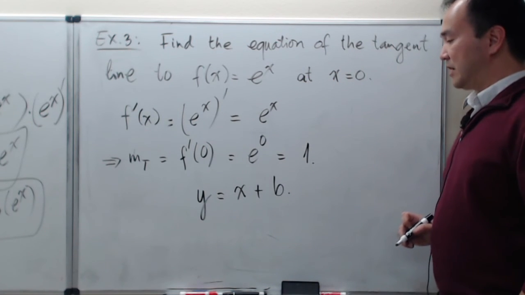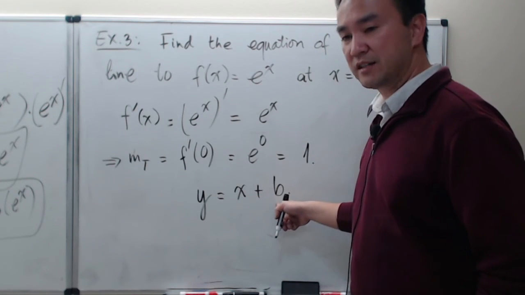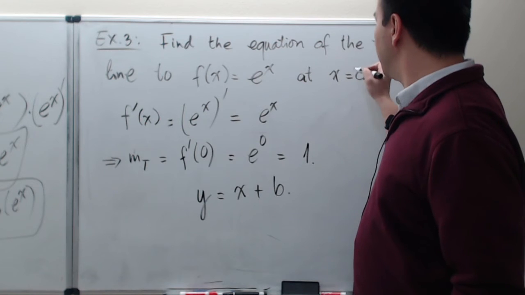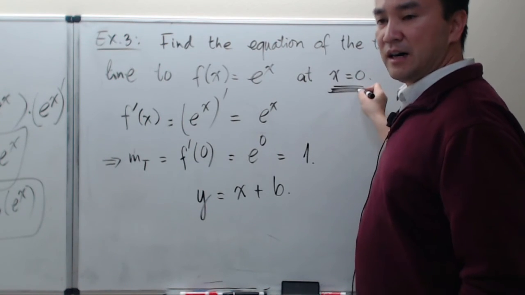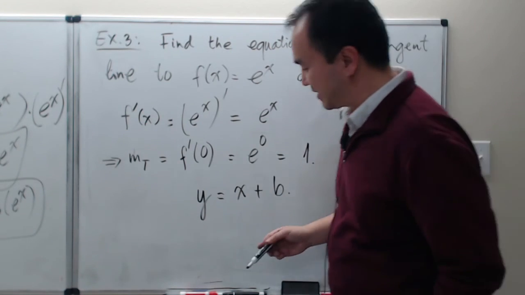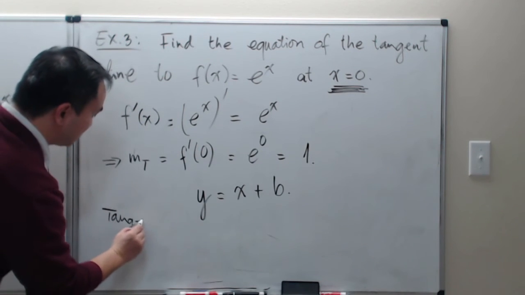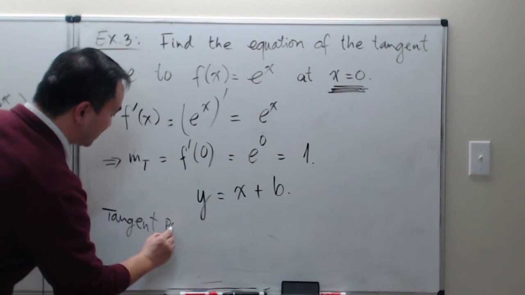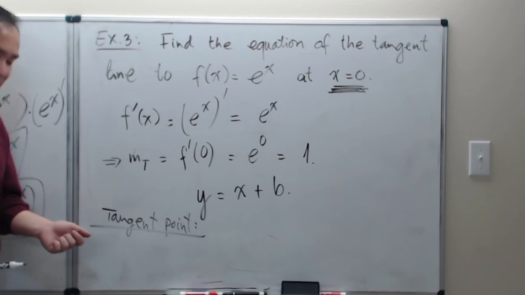Okay, and so now the next step I need, let's find the y-intercept. But in this problem, we are only given the x coordinate of the tangent point, not the complete tangent point. So we have to find the tangent point. The only part missing is the y value. So let's find that y value of the tangent point.